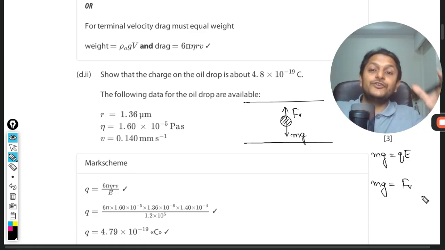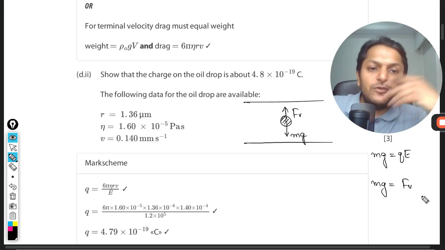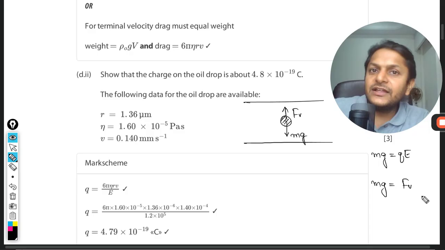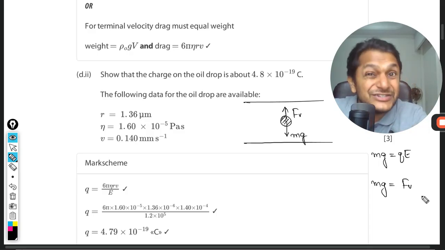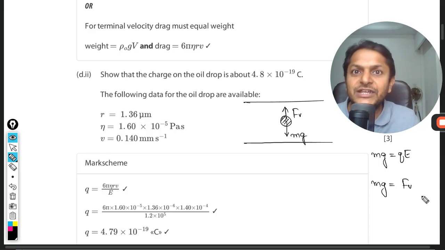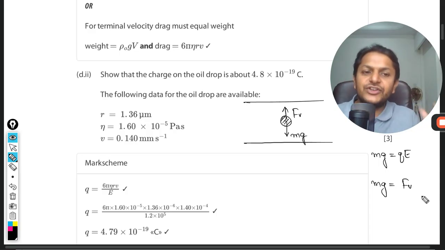I was so confused. I thought that in one situation the electric field is there, and we would be talking about the electric field. In another situation where we are talking about the viscous drag, there is no electric field. So how will we be able to create the equation? That's a very tricky part of this question.